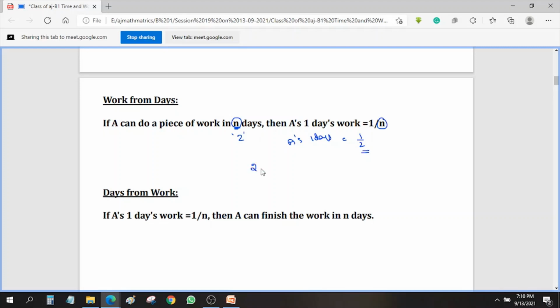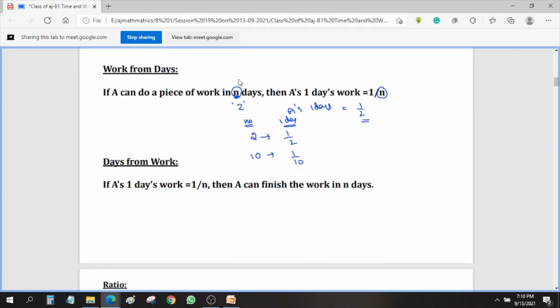So if A can complete the work in 2 days, 1 day's work will be 1 by 2. If A can complete the work in 10 days, 1 day's work will be 1 by 10. So this is the number of days and this is 1 day's work. You can easily remember this point as well. And if the total number of days is given, we can easily find out 1 day's work. If 1 day's work is given, which is like 1 by n.